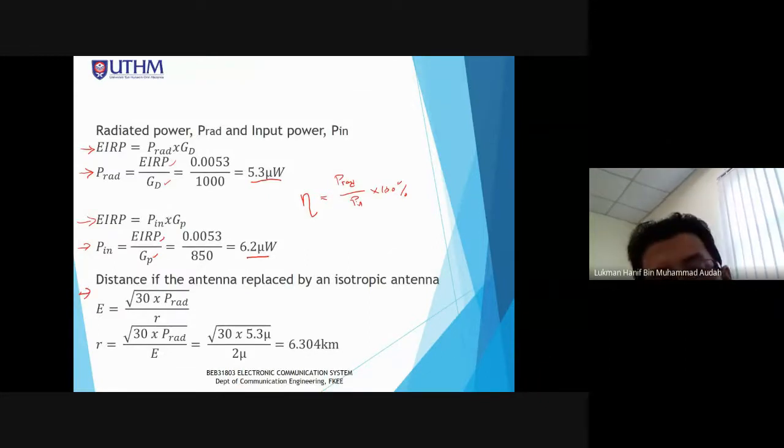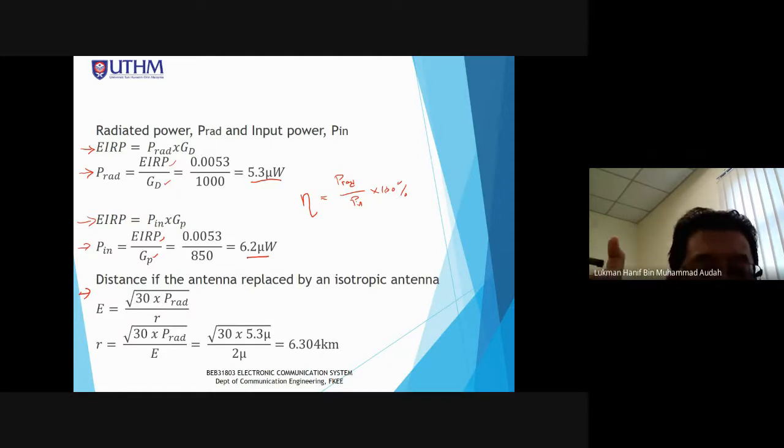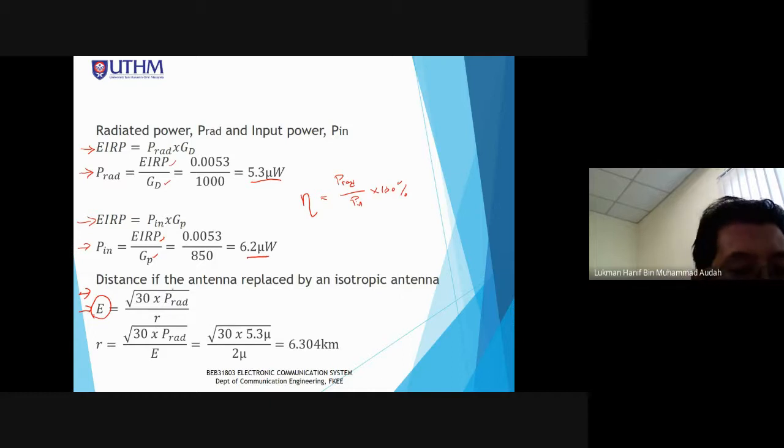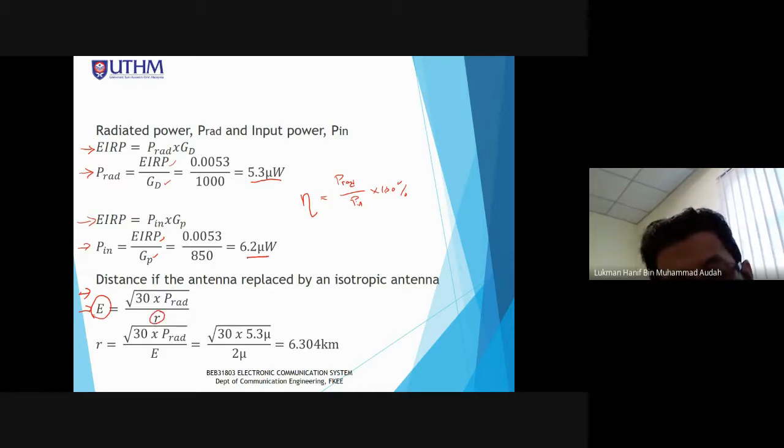Okay, so if the P radiation, we consider the radiated power to be the same, what is the distance needed to achieve the same E field value, the same electric field? So we recalculate the E field. Okay, we want to achieve the same amount of E. We want to find how much is the distance. We use the same amount of radiation power even for the isotropic antenna.